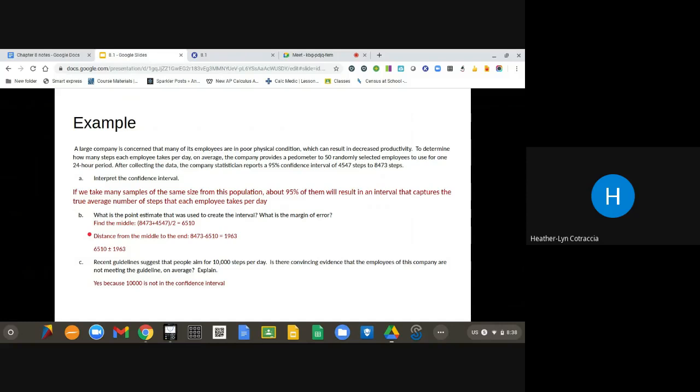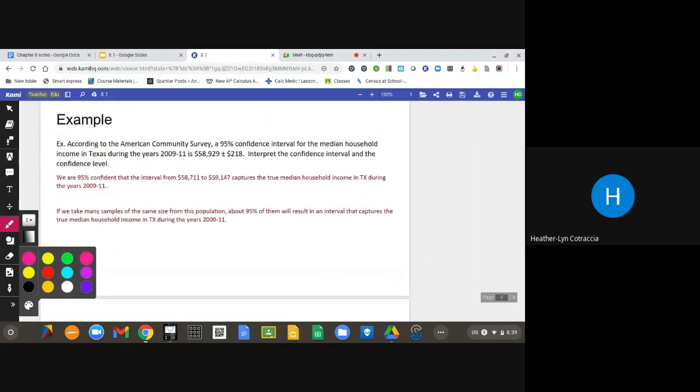And then they want us to get 10,000 steps per day. Do we have convincing evidence that they're not meeting the guideline? And that is yes, because go back up to that confidence interval right there. 10,000 is not included in that interval, which means that it's lower. The employees are not meeting the requirements.